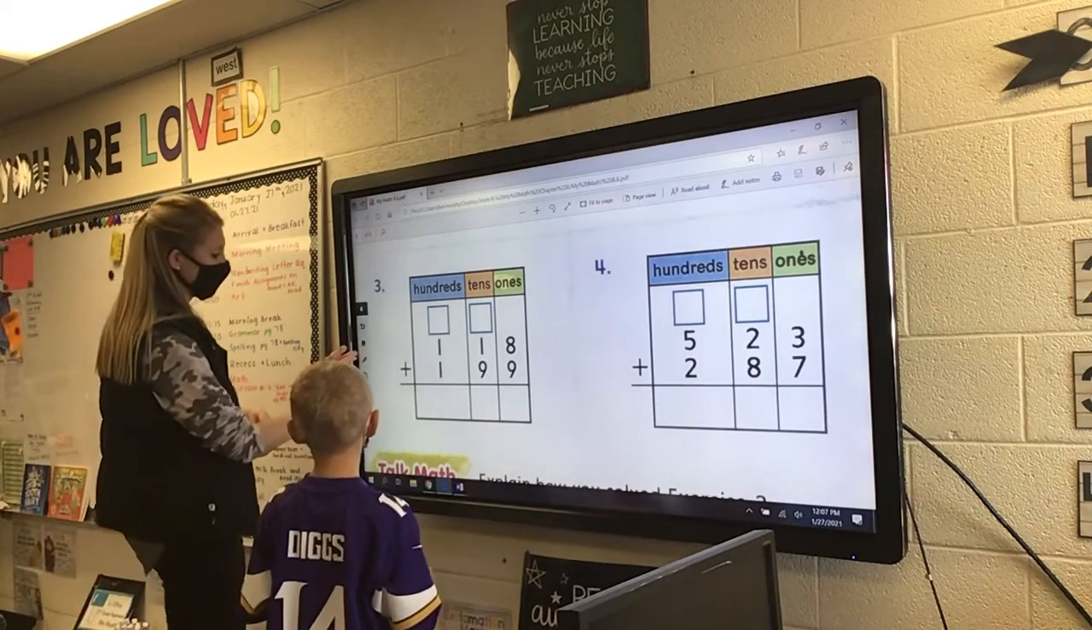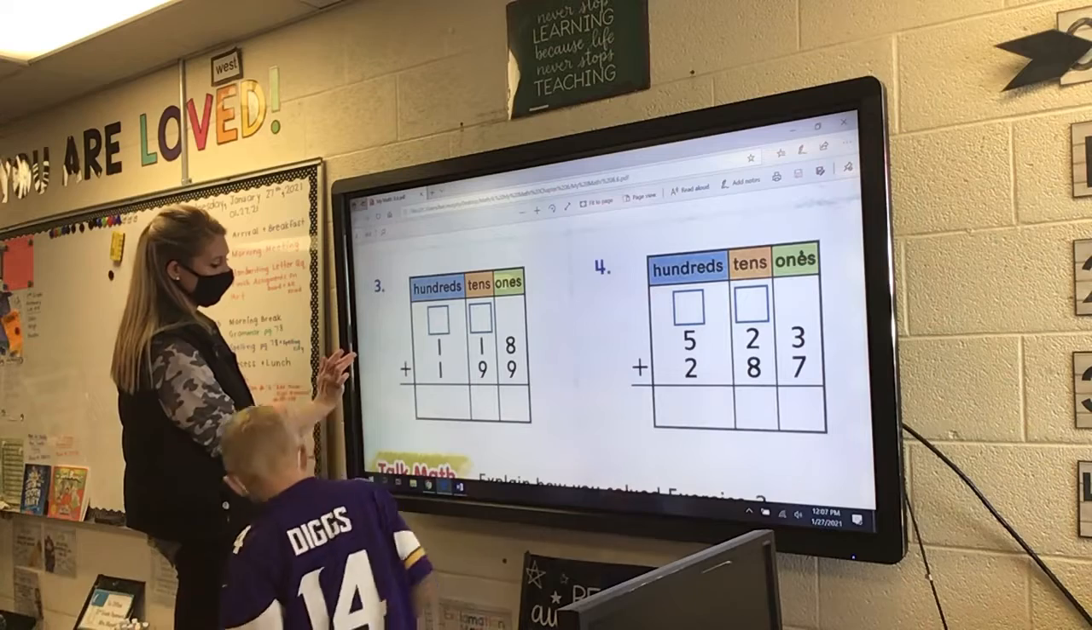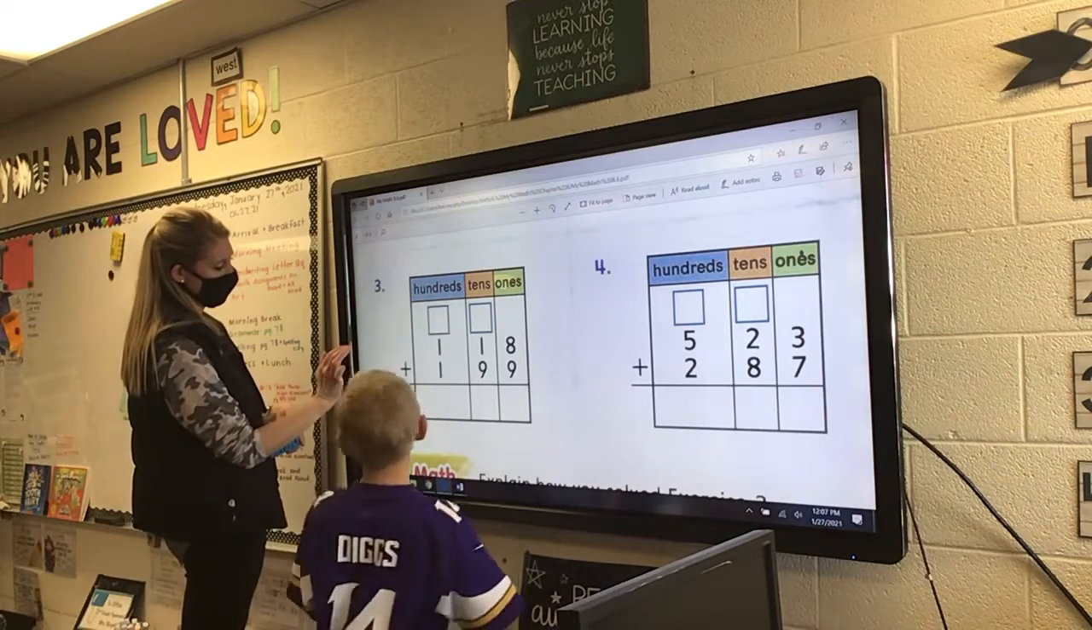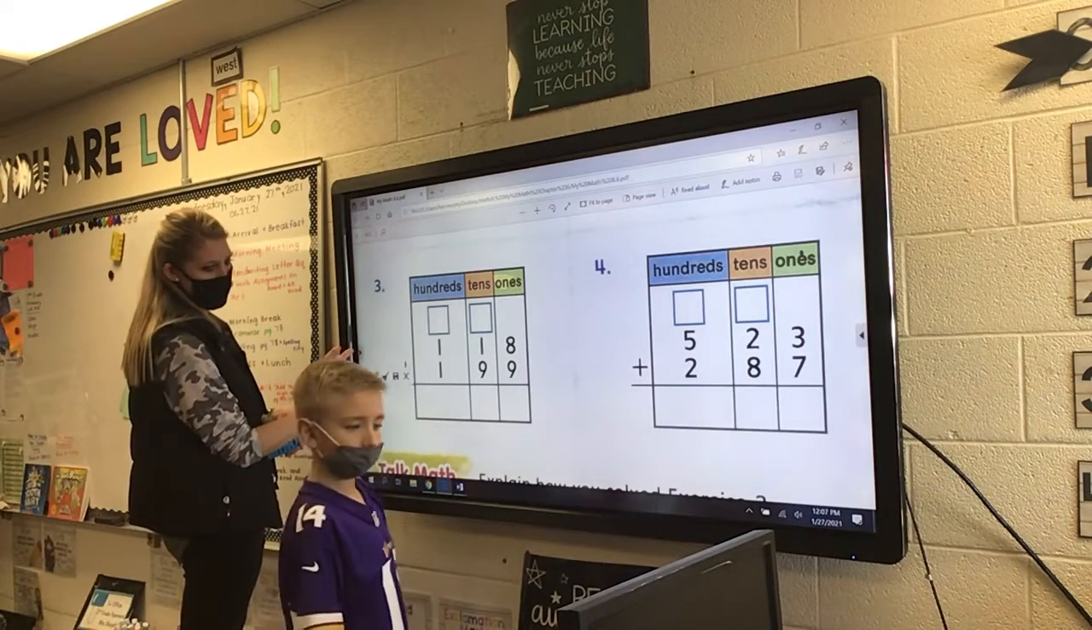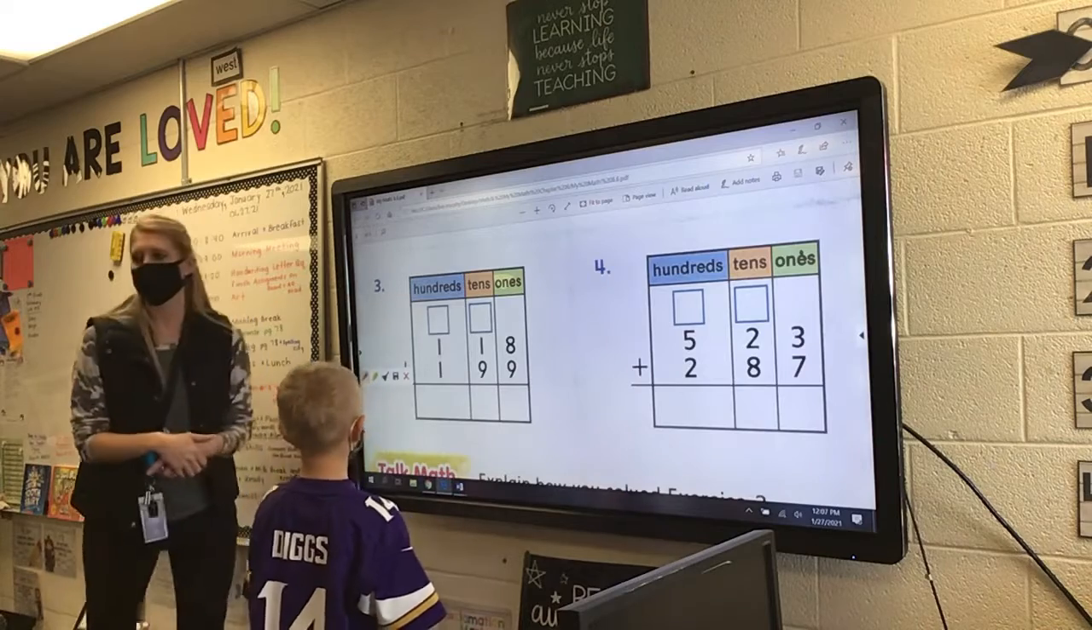Oh, sorry, Lewis. Mrs. Murphy forgot to get the pen out. Not that pen, this pen on my Clevertouch. Yeah, someone lost it. Someone put it somewhere else.